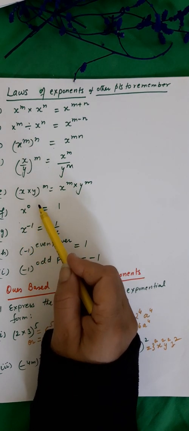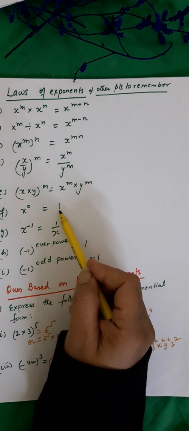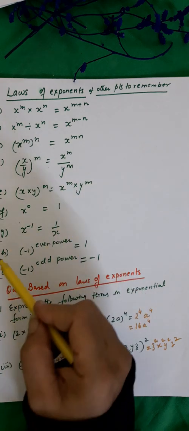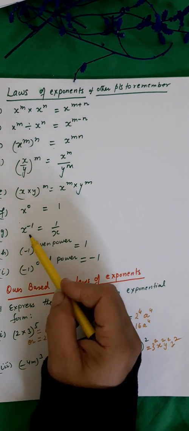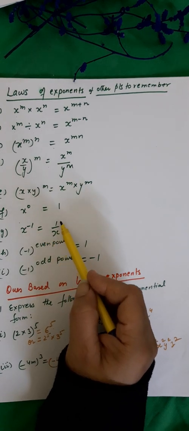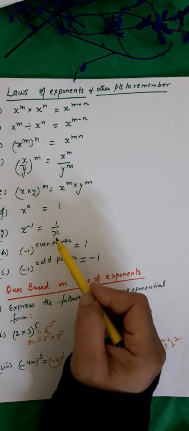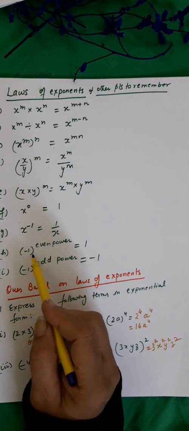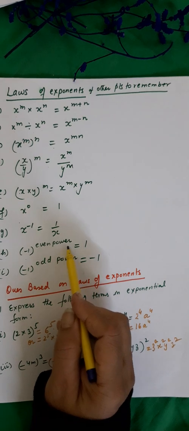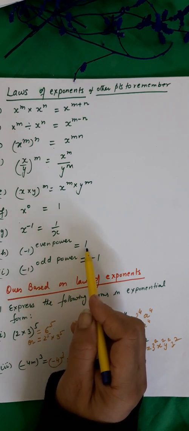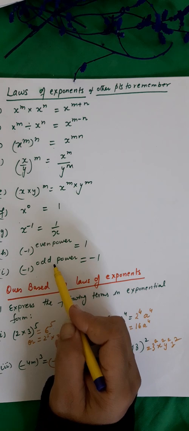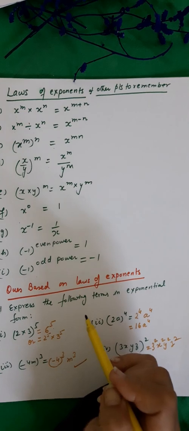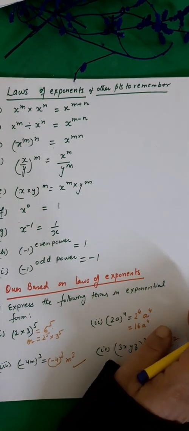Next, x raised to the power 0 is 1. That means any number raised to the power 0 will give you the answer 1. Seventh part, x raised to the power minus 1. This is nothing but reciprocal of the number, that is 1 upon x. And this we have learned just now, minus 1 raised to the power even number will be equal to 1. Minus 1 raised to odd power will be minus 1. Right? Now we practice some questions based on the laws of exponents.